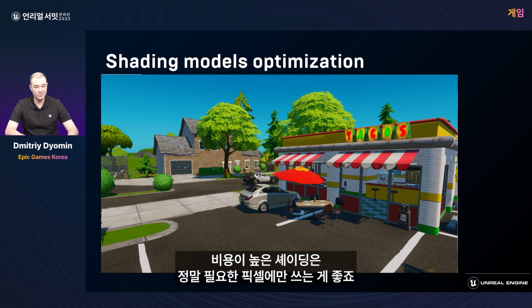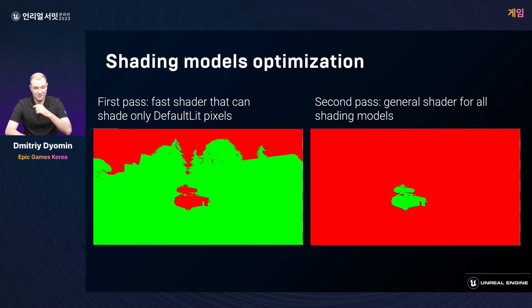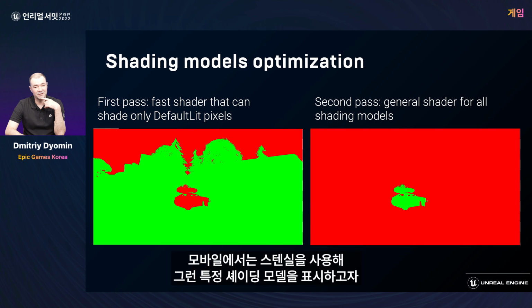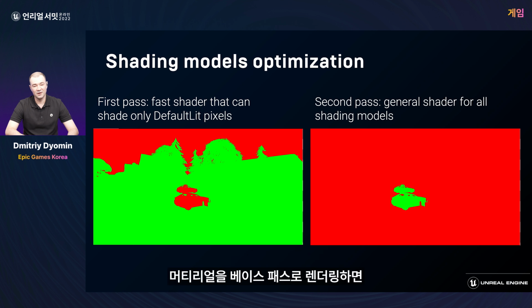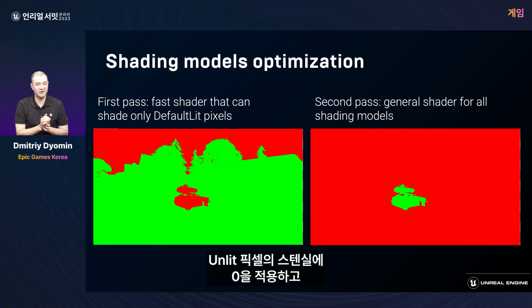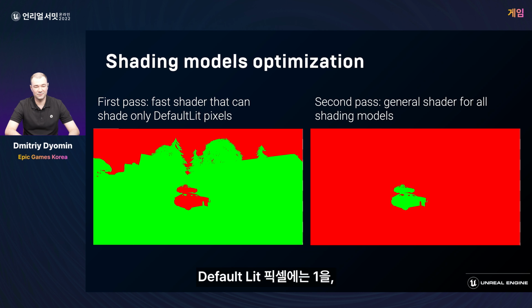It will be nice to use expensive shading only for pixels that really need it. On mobile, we use a stencil to mark certain shading models. We reserve 2 bits in a stencil buffer for it. When we render material in a base path, we write 0 to stencil for unlit pixels, we write 1 for default lit pixels, and we write 2 for all other shading models.